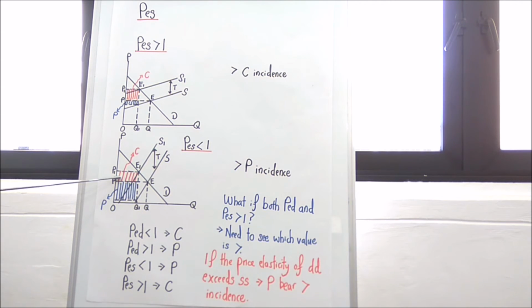So what if both PES and PED, the values are both greater than 1? You see, greater than 1 can be 1.1, it can also be 2, right? So you need to see which value is greater. Now, this is an important sentence that you must take note of. If the price elasticity of demand exceeds supply, producers will bear the greater tax incidence.